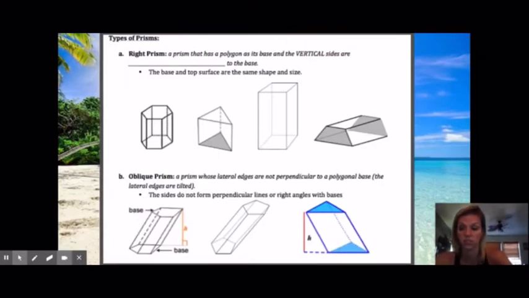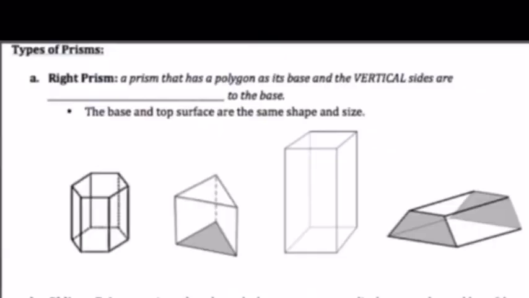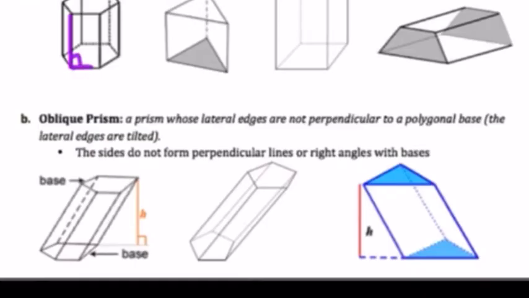Types of prisms. So you can see what we call a right prism. Here, we think of right like right angle. You should think of it that way. So it's just a prism where the sides are completely straight, or they're perpendicular to the base. So you can see like this and this, they're perpendicular. They form a right angle.